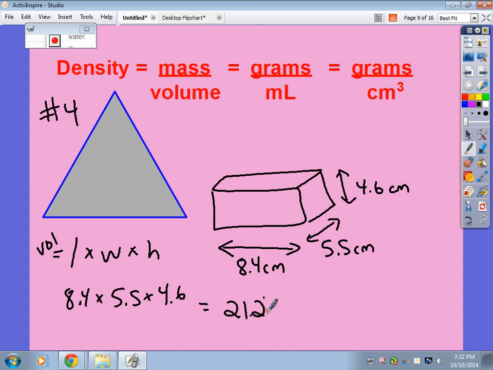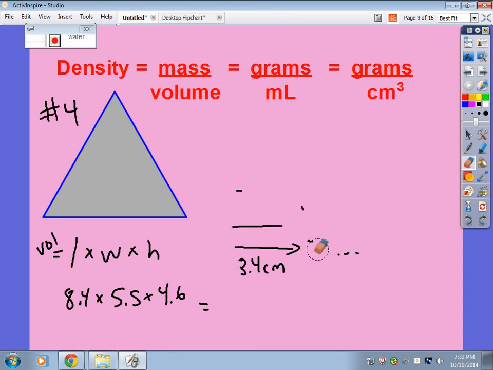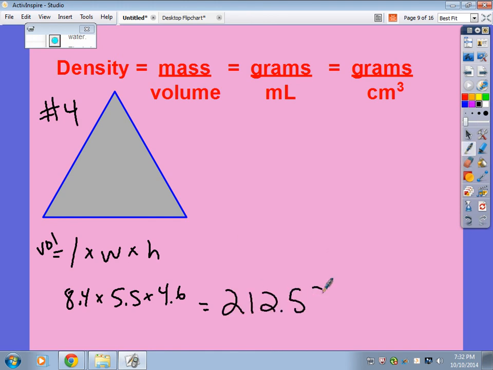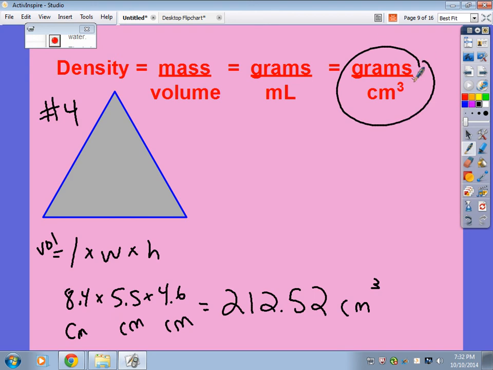And while I'm at it, I'm going to get rid of this rectangle. And what is that unit in? Well, this is centimeters and centimeters and centimeters, so that's centimeters cubed. Now if you notice, we're not using a liquid, we're using a solid. So this is what I use when I use solids. And they're equal to each other. So that's my volume. What else do I know?